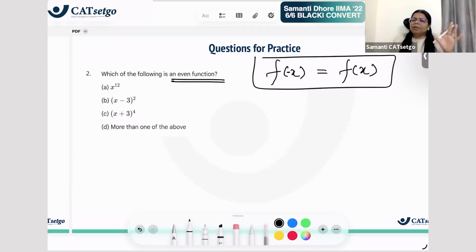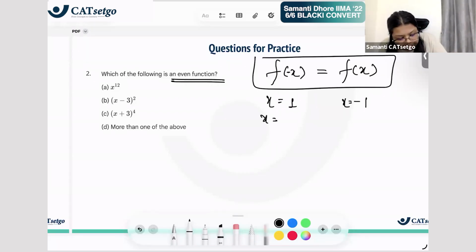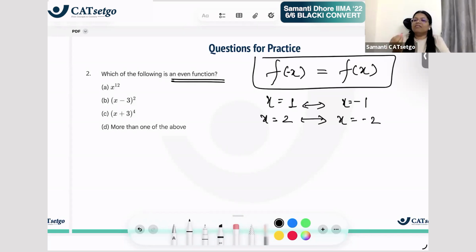So how do you find that? Simply by putting some value of x. Let's say you take x as 1 and you take x as minus 1 also. Or you take x as 2 and you take x as minus 2 also. If you end up getting same answer for both these values of x, then we can clearly say that it is an even function, right?